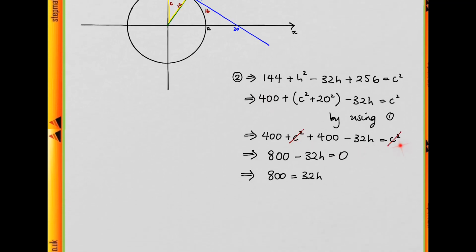So by cancelling some C squareds and adding the two 400s up, we get that 800 is equal to 32H. And let's divide by 32 first. So we have that H is equal to 25.